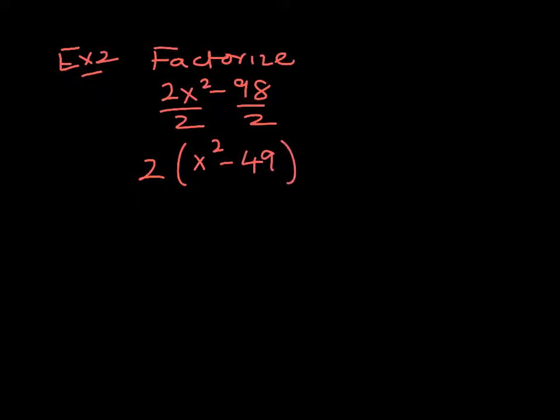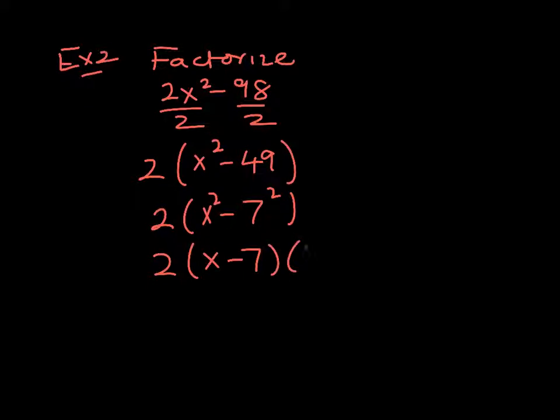Now we can see the perfect square here. So we can write this as 2 into what? x squared minus 7 squared. Okay, so how can we factorize x squared minus 7 squared? Recall from our previous discussion, this is going to be 2 into x minus 7. So you subtract the second term from the first term, and then for the second factor you add the second term to the first term, x plus 7. So we have successfully factorized 2x squared minus 98 into 2 into x minus 7 and into x plus 7.